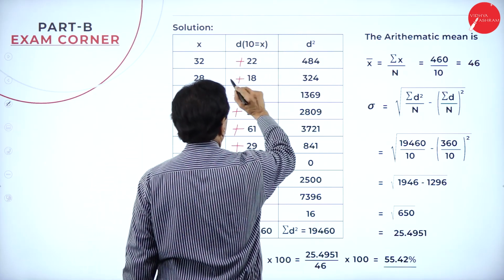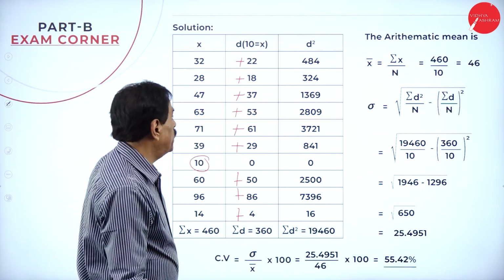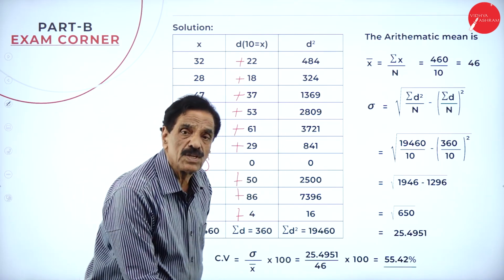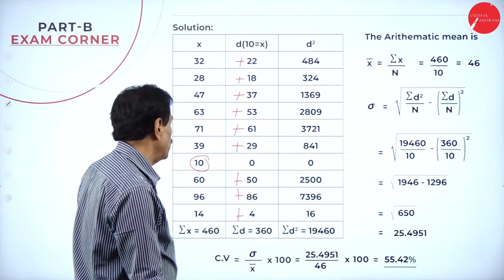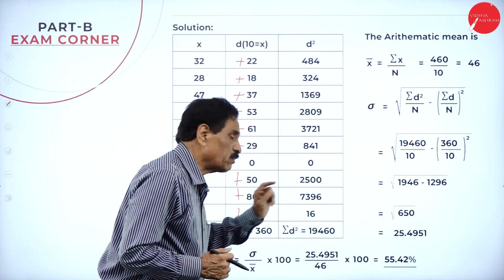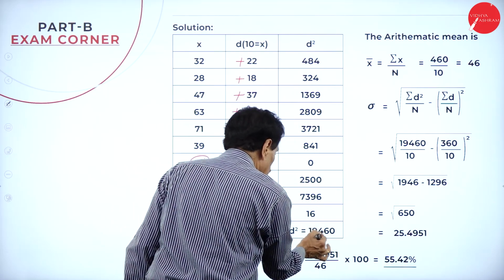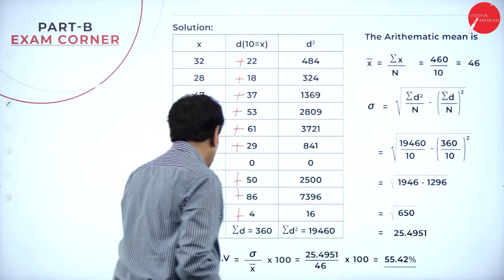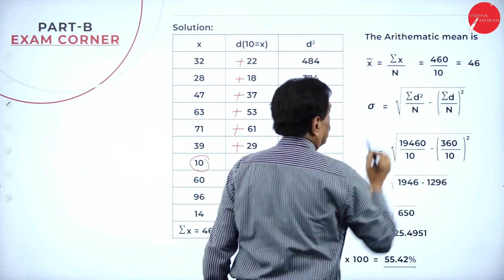Square of these numbers: 22 square is 484, 18 square is 324, 37 square is 1369, 53 square is 2809, 61 square is 3721, 29 square is 841, 0 square is 0, 50 square is 2500, 86 square is 7396, 4 square is 16. Add these numbers, it is 19,460. Apply mean is equal to sigma x over n. Sigma x is 460 divided by 10, which is 46.